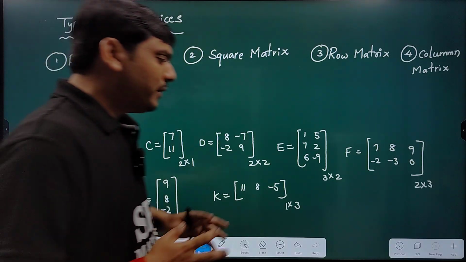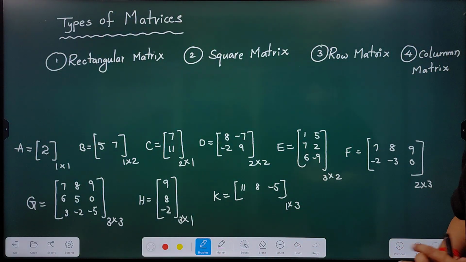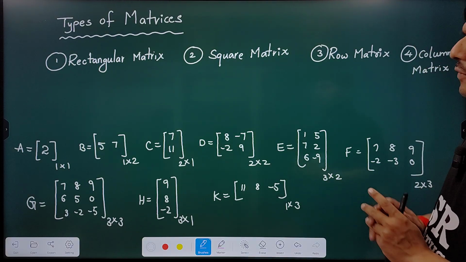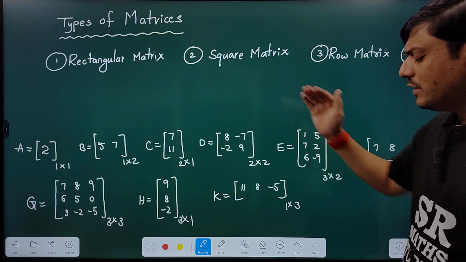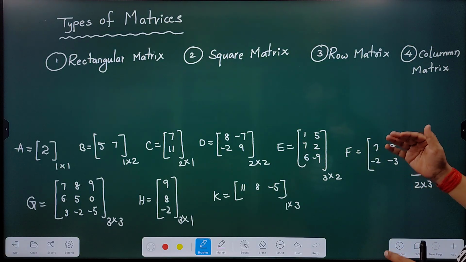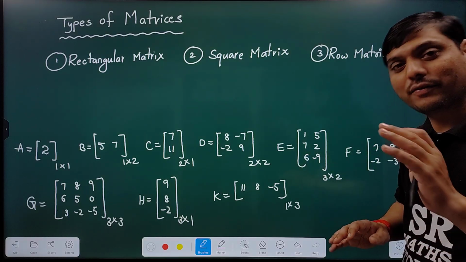Here I am taking some matrices with different kinds of orders. Which matrix is a rectangle matrix, which is a square matrix, which is a row matrix, which is a column matrix? Very easily, those concepts depend on the order of a matrix.